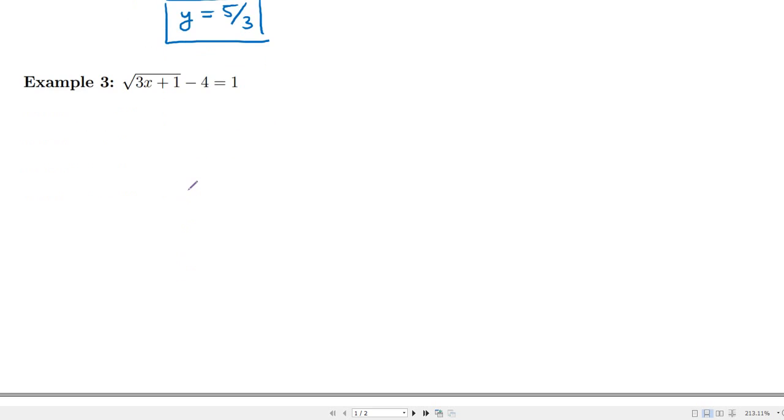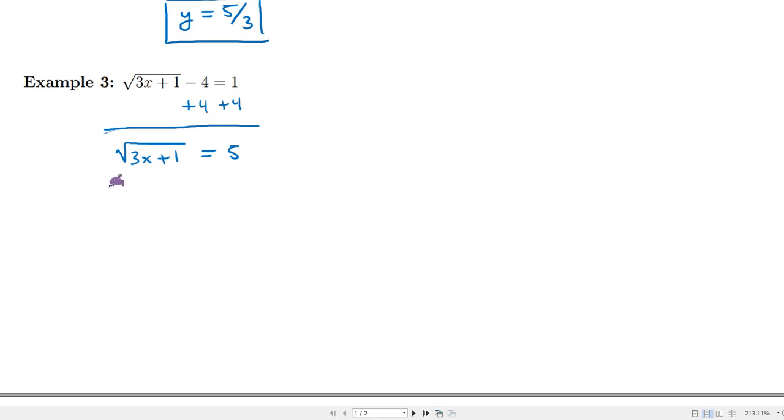And our next example, we have the square root of 3x plus 1 minus 4 is equal to 4. So at this point, we could square both sides, but it will actually be a little bit more complicated than what we want. So the basic procedure is to isolate the square root. Okay, so what we're going to do is, before we square, let's bring the 4 over here. So let's add 4 to both sides. Okay, and then we will have the square root of 3x plus 1 is equal to 5.